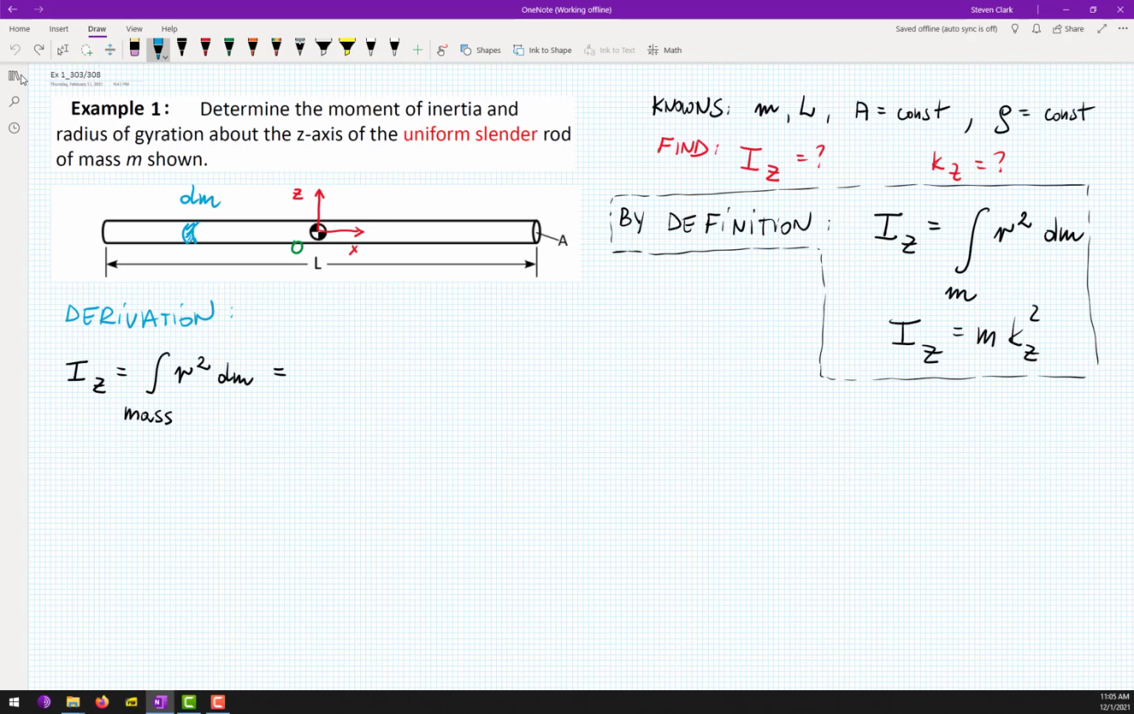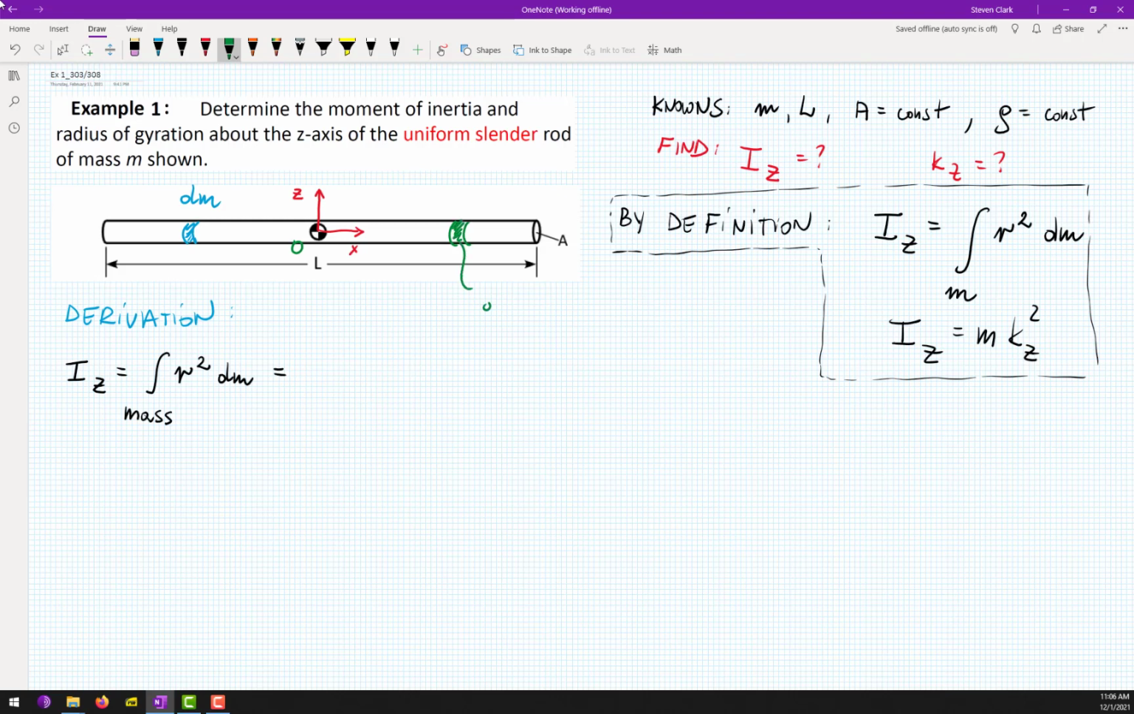Great. So let's just follow the definition. Yes, I'm just going to start our derivation with the definition. So this is definition for IZ. Maybe let me tell you what is this dm and r. So this dm is already in the picture, yes, but I can draw it one more time. Yeah. So this is our dm.